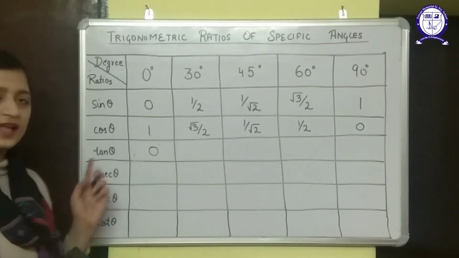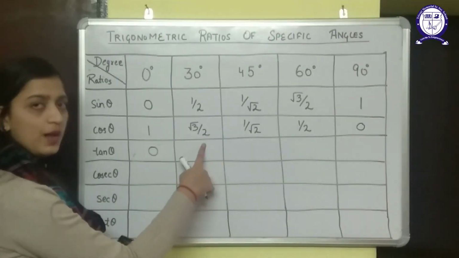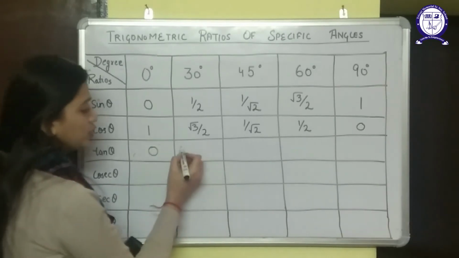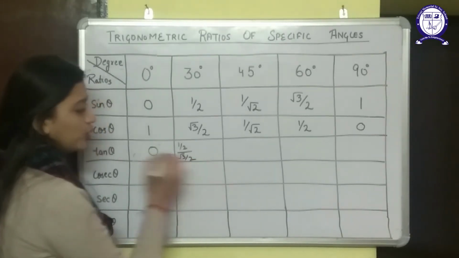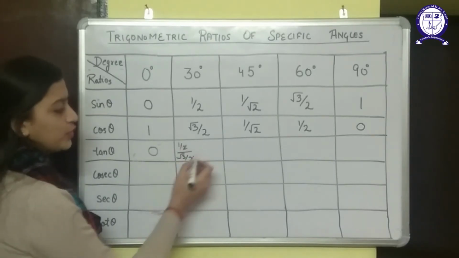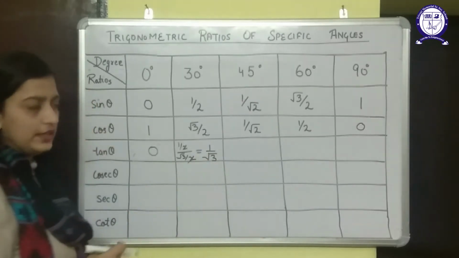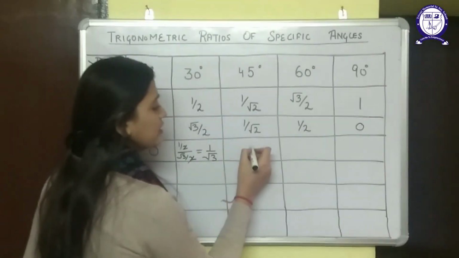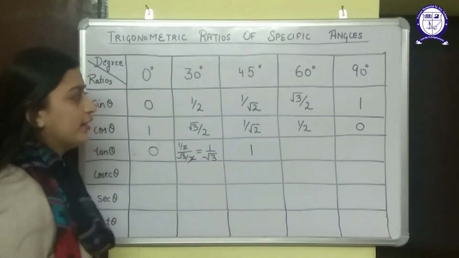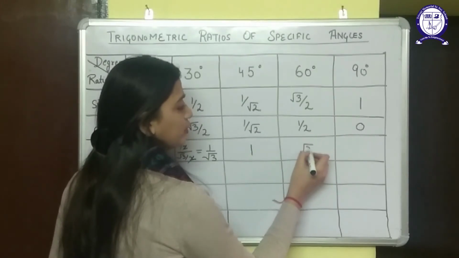Again, tan is sin upon cos, so I can write 1 upon 2 divided by root 3 upon 2. Now I can cut the 2 and 2, and I will be left with 1 upon root 3. Now 1 upon root 2 divided by 1 upon root 2, the answer will be 1. And for root 3 upon 2 divided by 1 upon 2, the answer will be root 3.